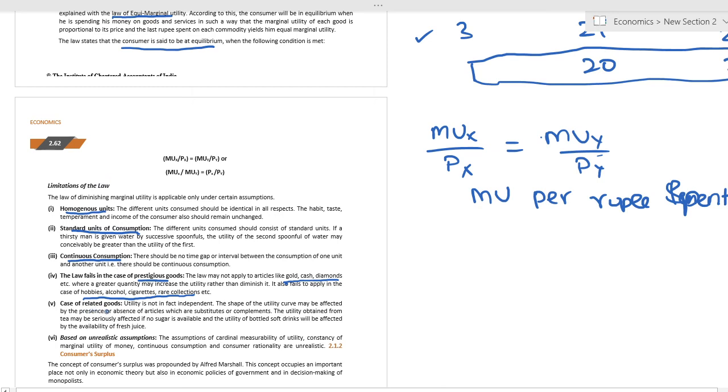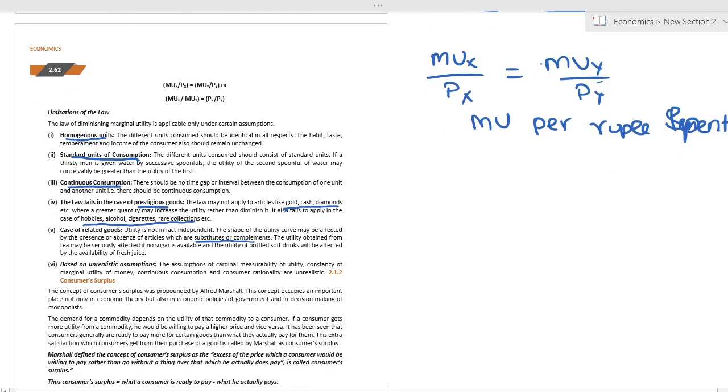In the case of related goods, utility is in fact not independent. We have seen the tea and sugar example. Your utility is affected by substitutes and complements. We can come to this after the demand chapter. Now I think you cannot understand this, so let us leave this point for now.